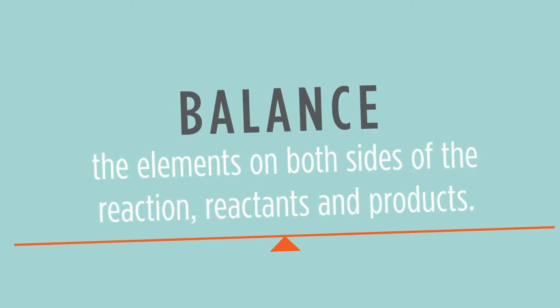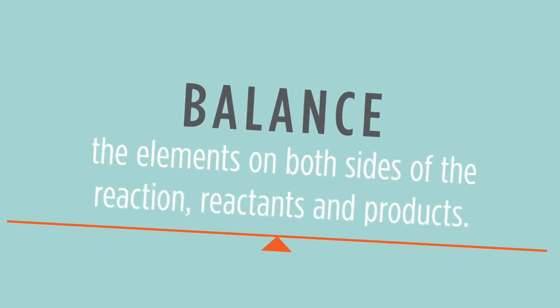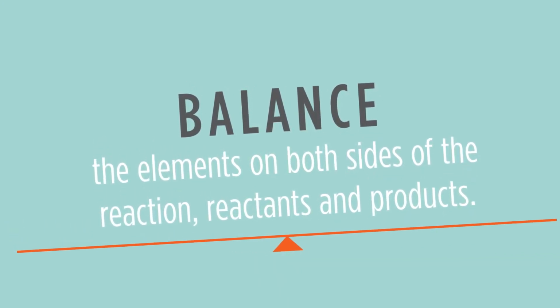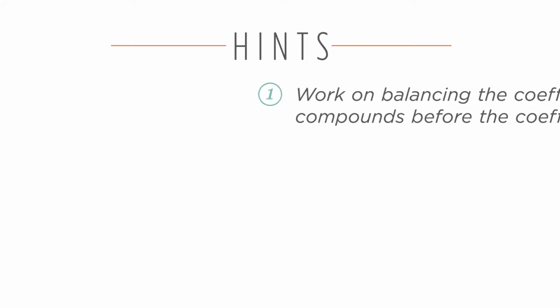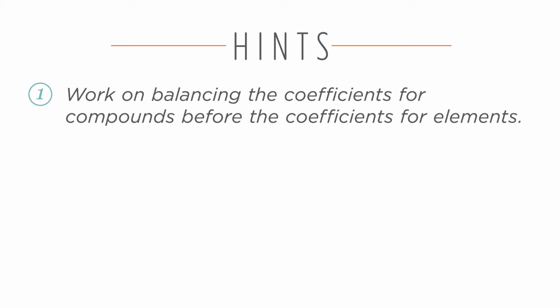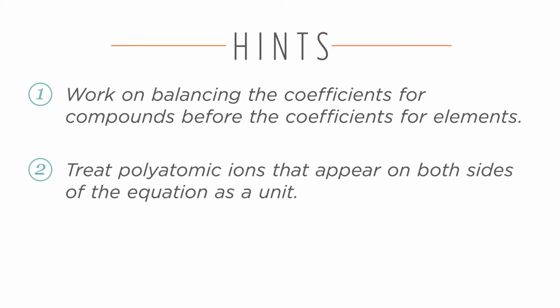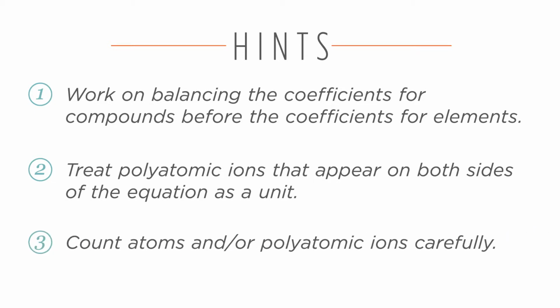Balancing a chemical equation means balancing the elements on both sides of the reaction. The elements in the reactants need to balance with the elements in the products. This is mostly trial and error, but we can use a few hints. First hint, work on balancing the coefficients for the compounds before the coefficients for the elements. Second, treat the polyatomic ions that appear on both sides of the equation as a unit, not the separate elements. And third, count atoms and or polyatomic ions carefully every time you make a change.